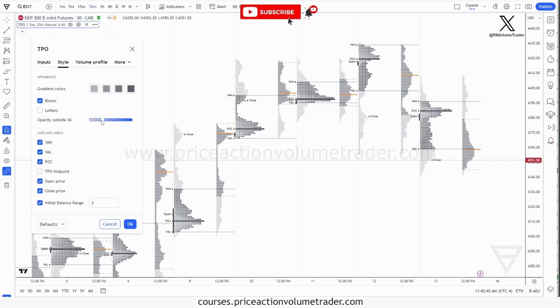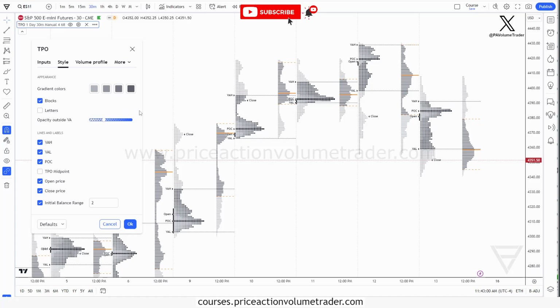The opacity upside value area, this is basically your outside the 68%. This controls how light or dark it is. I like to just keep it at a sort of medium tone.